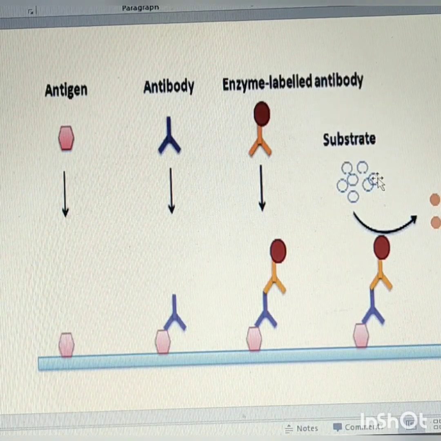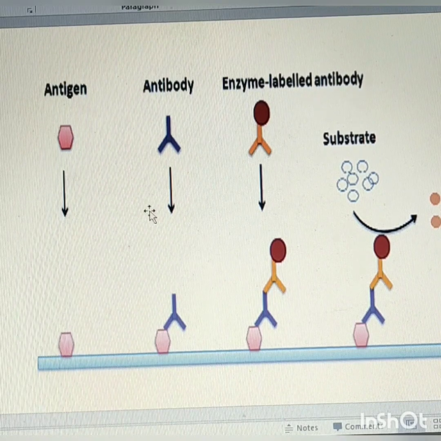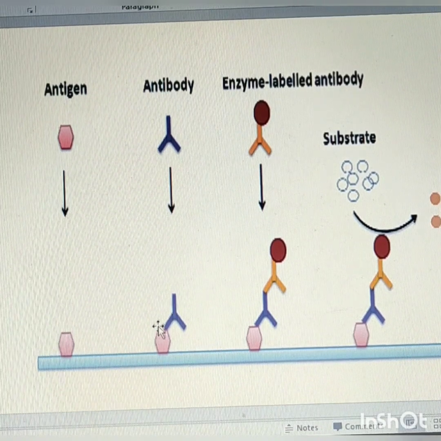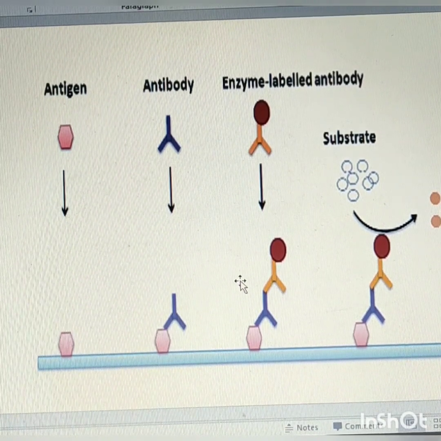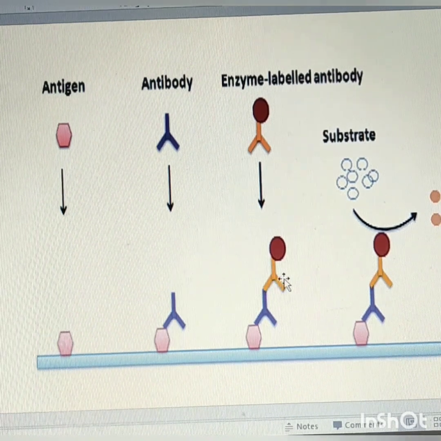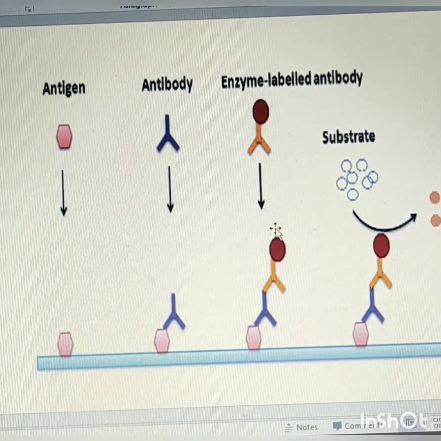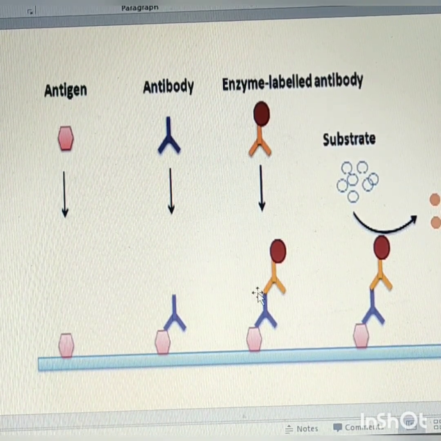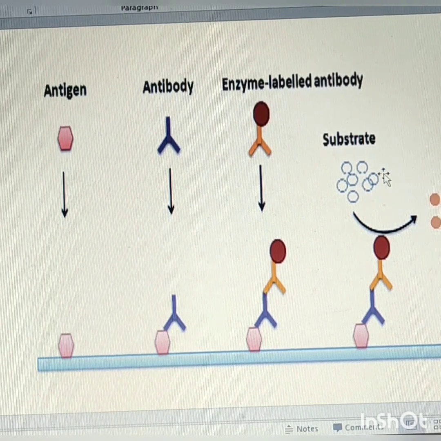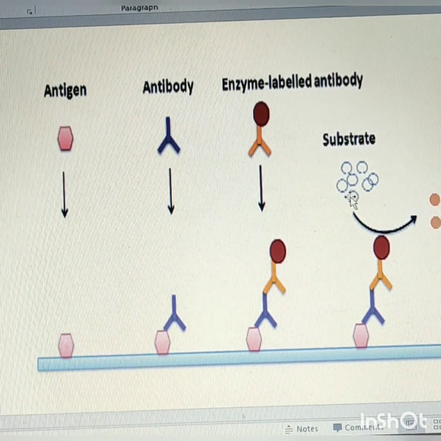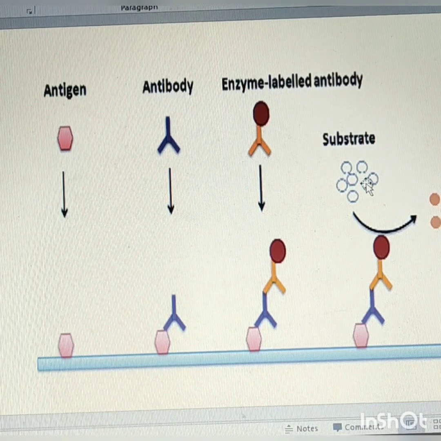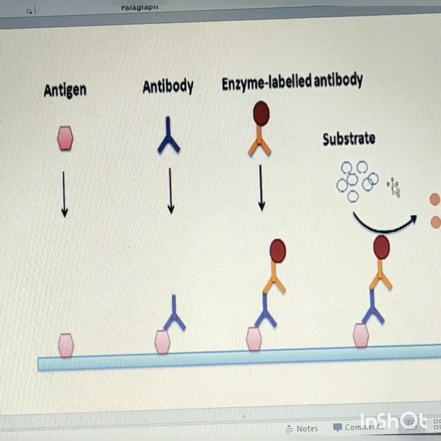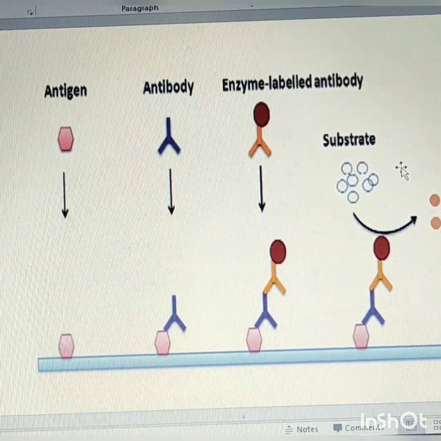In case of indirect ELISA, after affixation of antigen, a primary antibody binds to it, and after that a secondary antibody which is bound to an enzyme binds to it. The substrate is added and the enzyme converts the substrate into product. So the detectable signal is quantified.